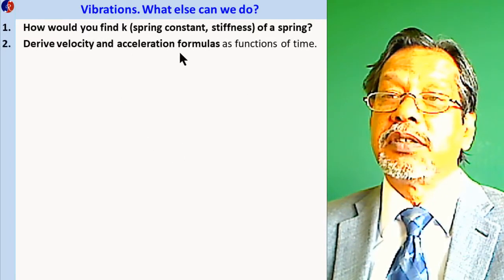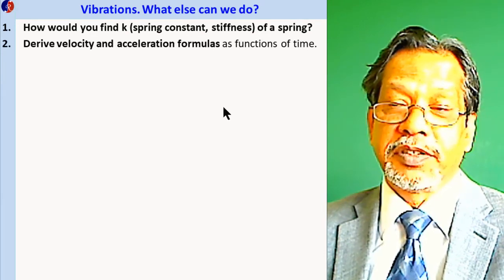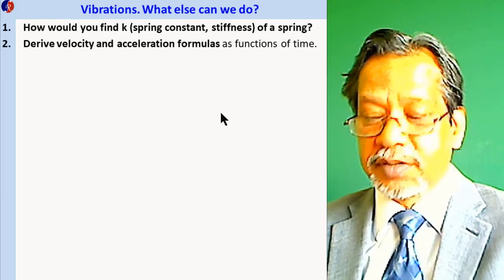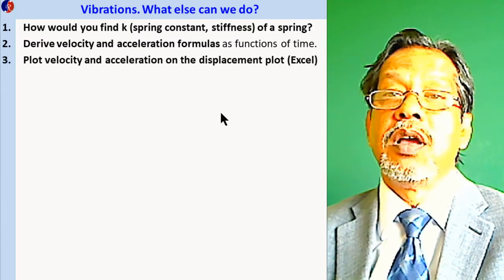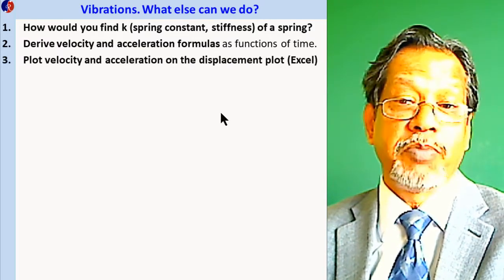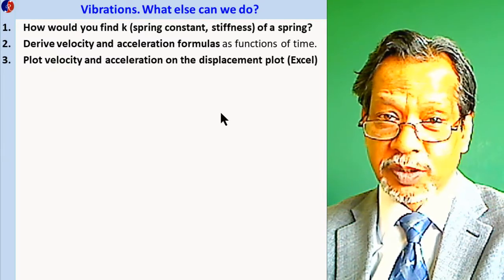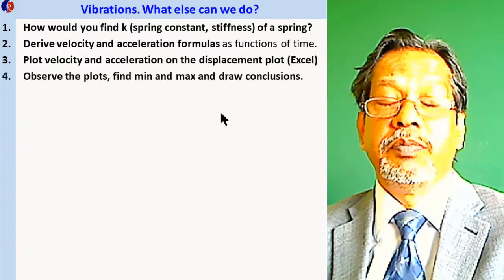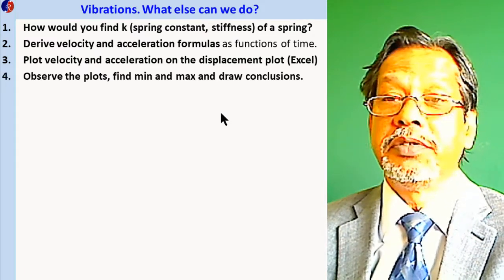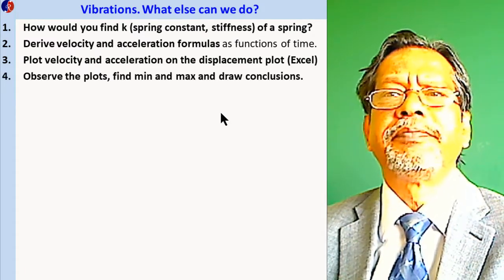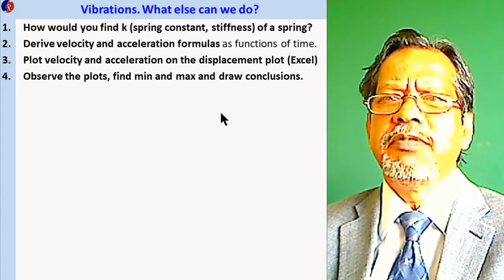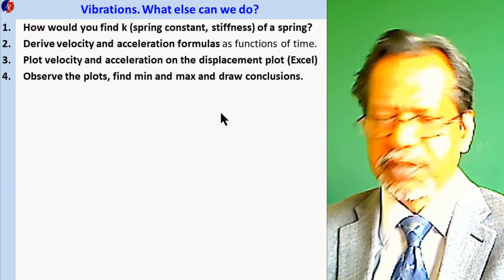Derive velocity and acceleration formulas as function of time. Velocity you already saw. How are you going to derive the formula for acceleration? Take the second derivative. Finished. Plot the velocity and acceleration on the same plot that you saw. I plotted displacement. Plot velocity and acceleration. In Excel, you can use Mathematica or some other tools if you like. Observe the plots and find minimum, maximum, and draw some conclusions.